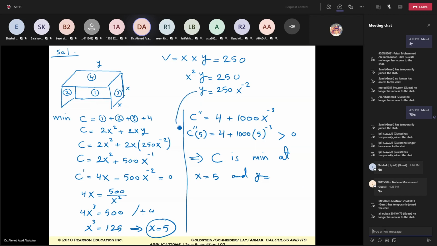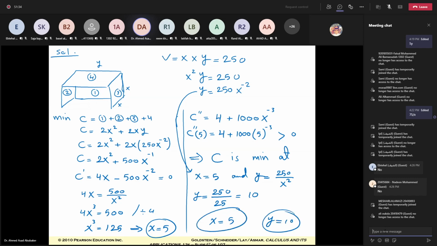So C is minimum at x equals 5 and y equals, this is the value of y, 250 over x squared. So y equals 250 over 5 squared, 25, and this is equal to 10. So x equals 5 and y equals 10. This is the dimension for the canvas that satisfies the minimum cost of the canvas.